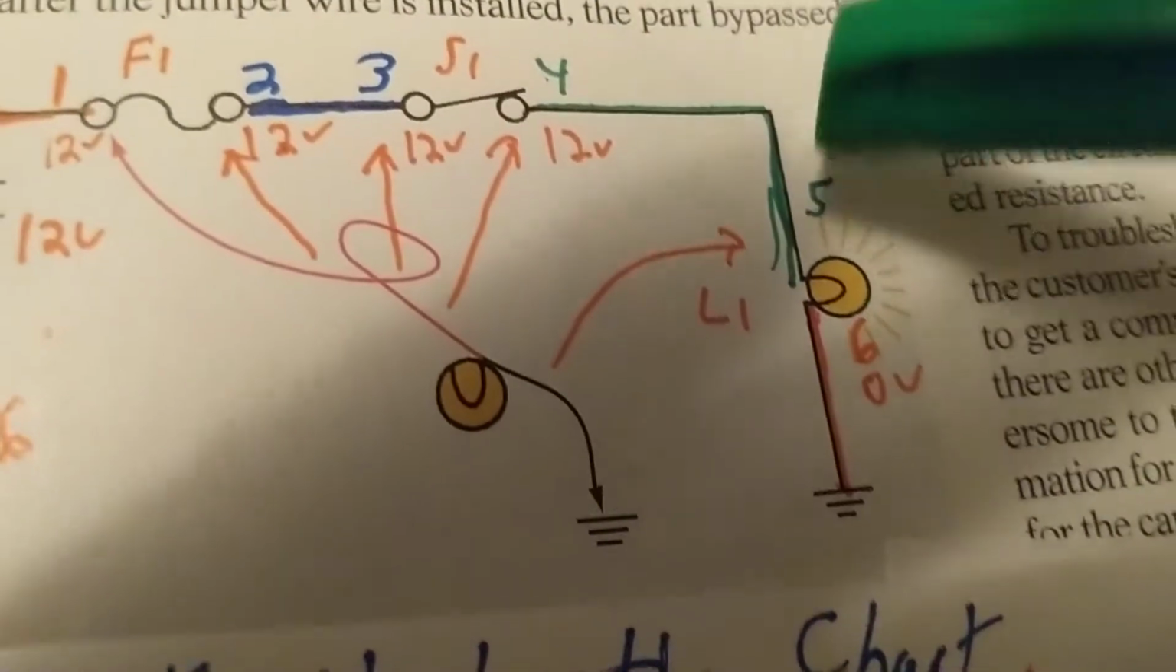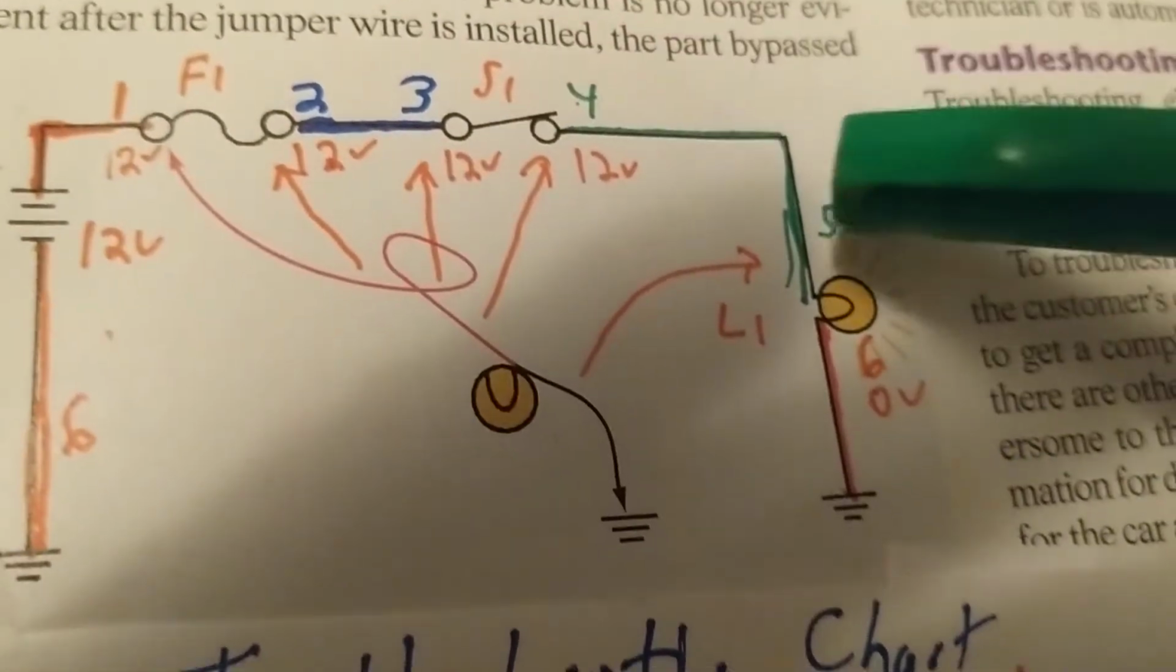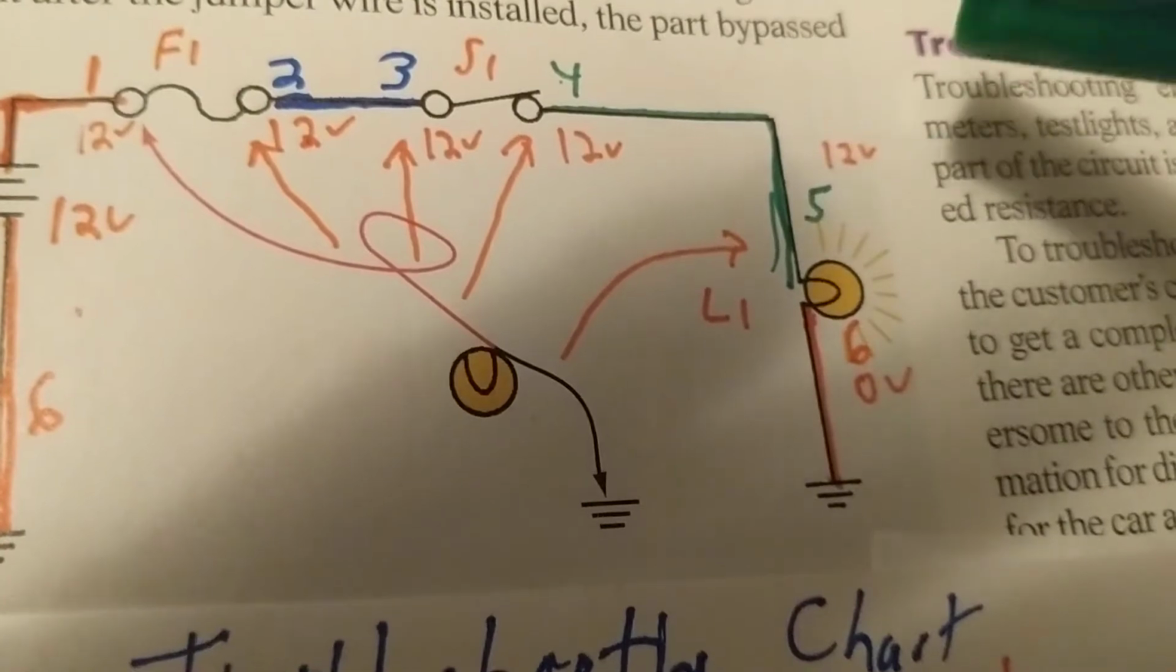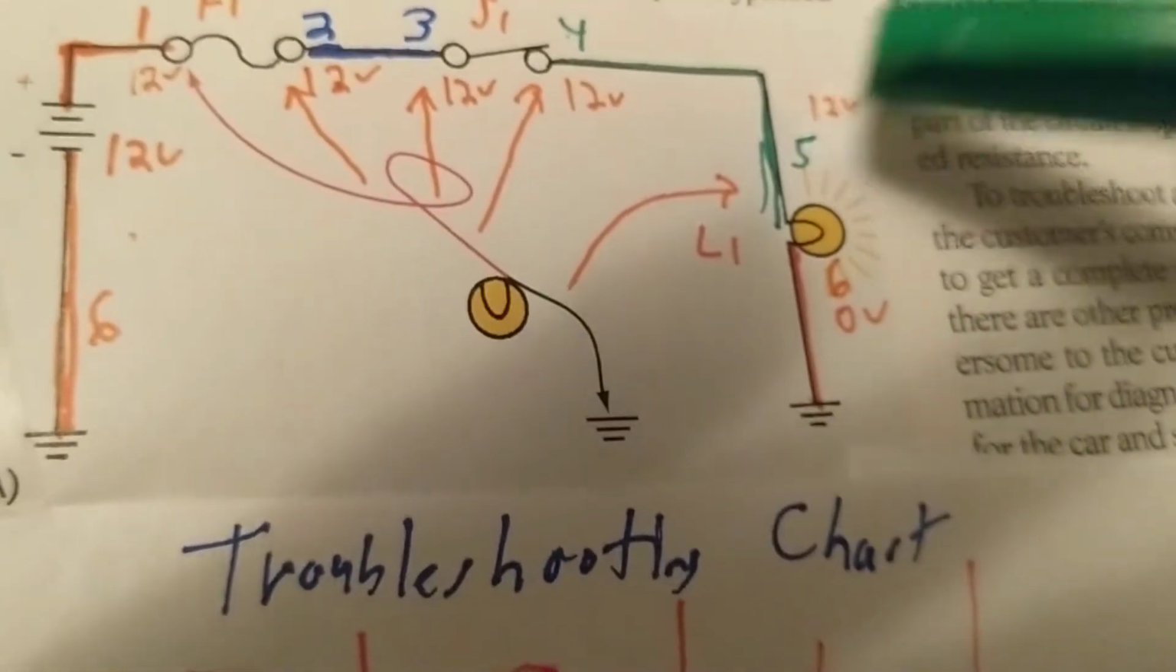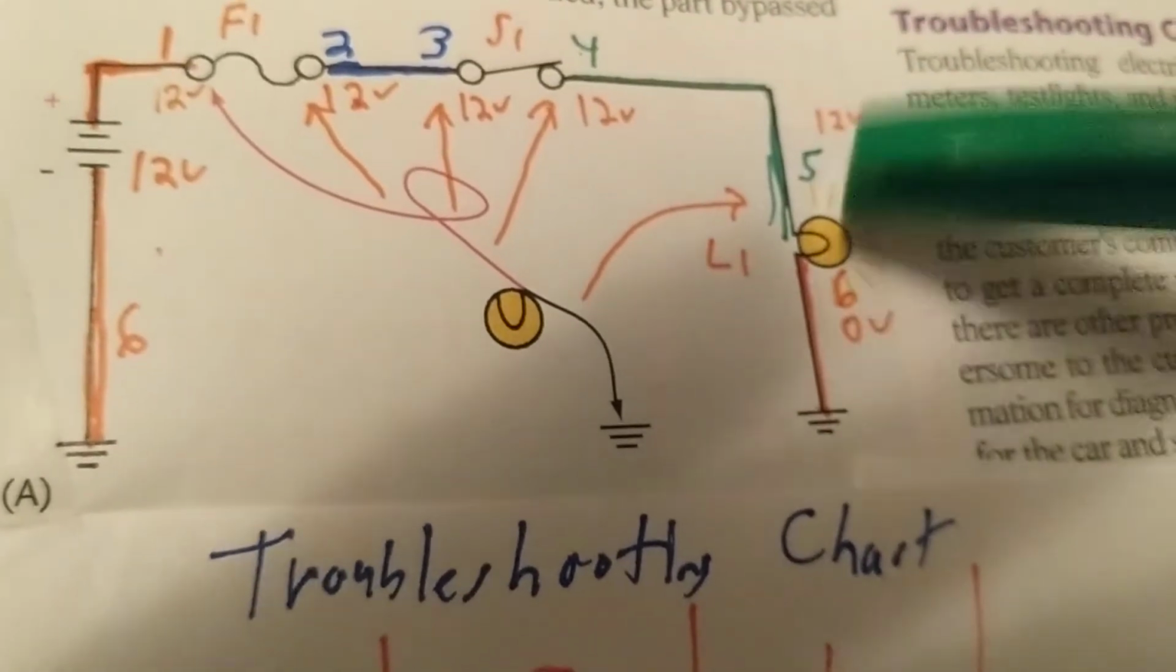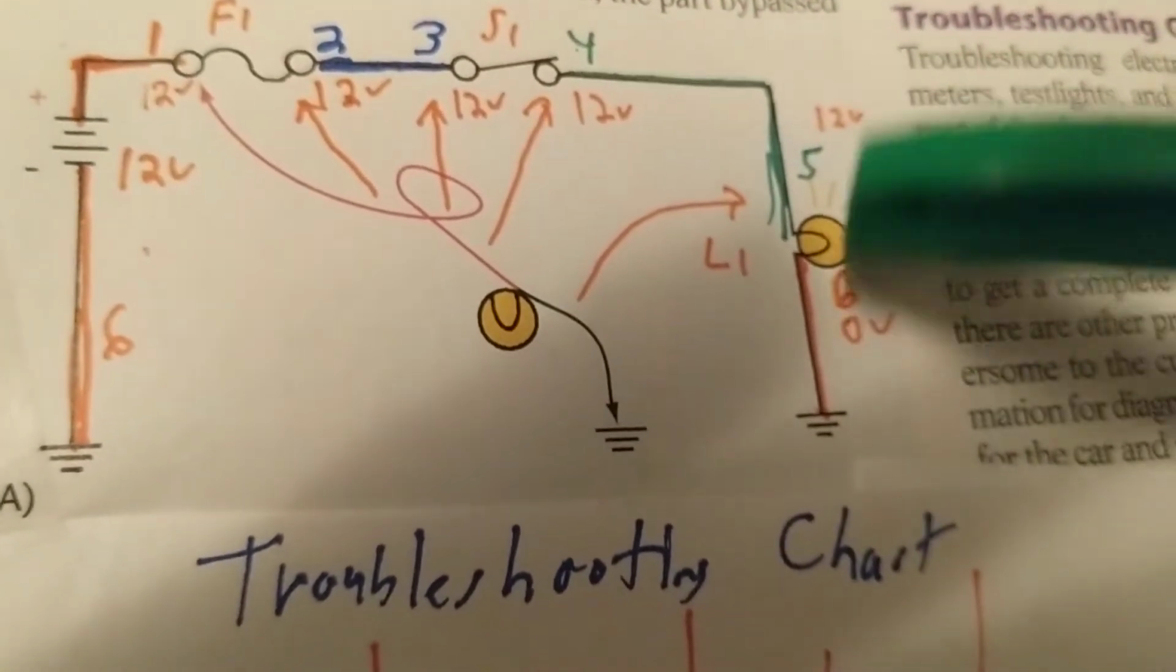From 4, we go to 5. Should I lose any voltage? No, it's just a piece of wire. I measure 12 volts here. I should measure 12 volts here. Here is where we lose the voltage across the load, and that's why you call it a load.